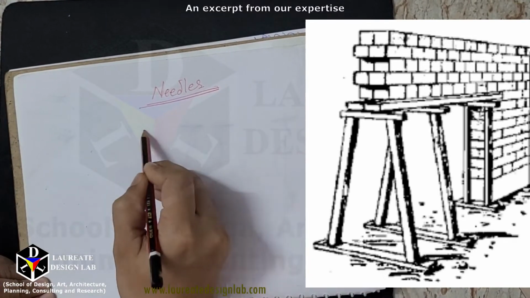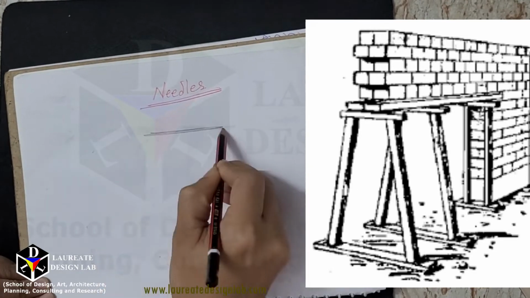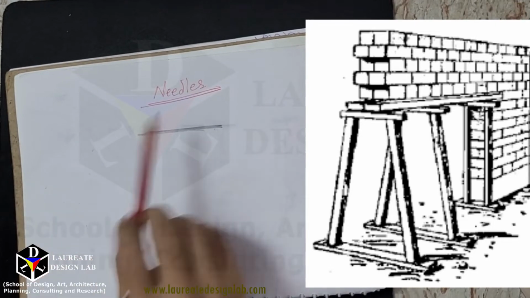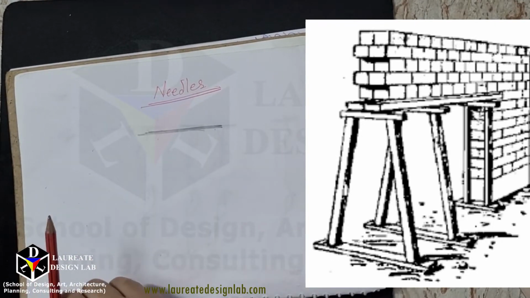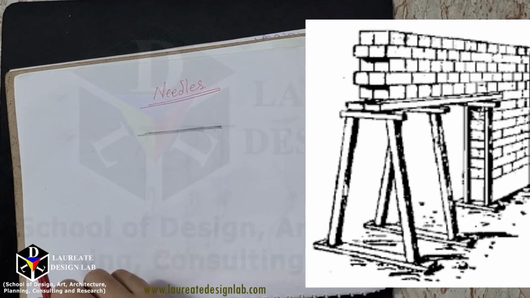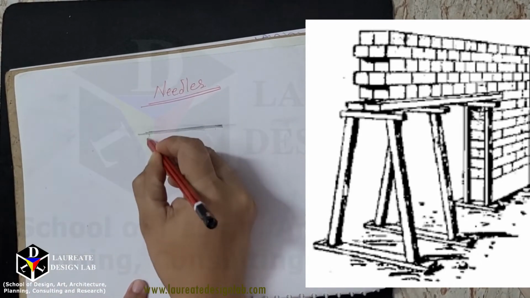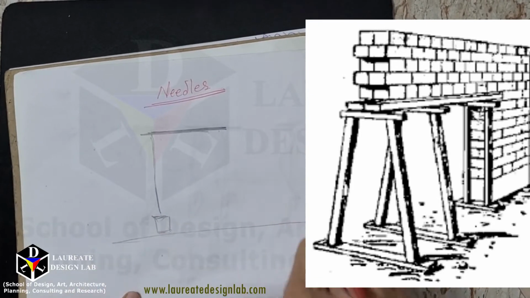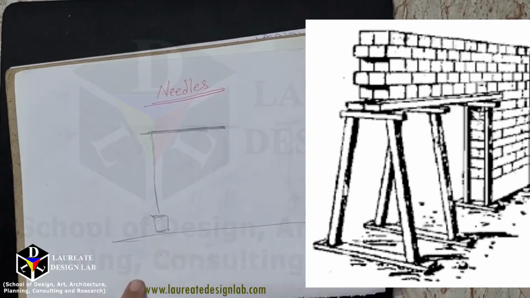You said it is a horizontal member, right? Yes. So this is the horizontal member. Now what is connected with the needles? Dead shore. Okay, so I am going to give the dead shore. Fine? And this is the ground line.